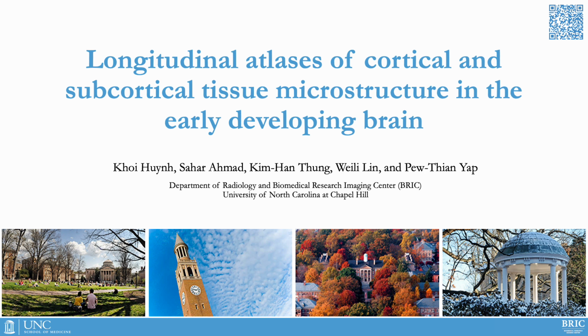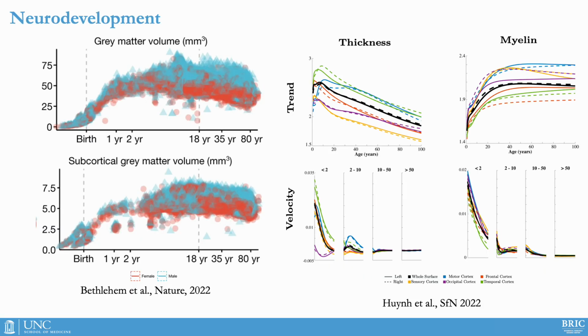I would like to present our work on longitudinal atlases of cortical and subcortical tissue microstructure of the developing brain. A majority of neurodevelopment research focuses on the adult brain or lifespan development. Here, from a lifespan study shown on the left, we can see the cortical and subcortical gray matter volume changes over time from birth to 80 years old.